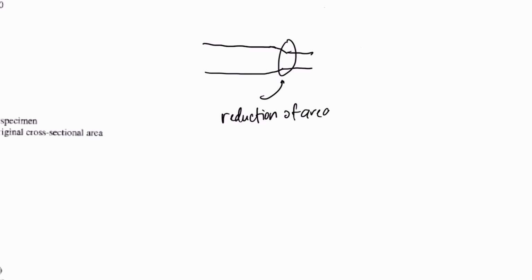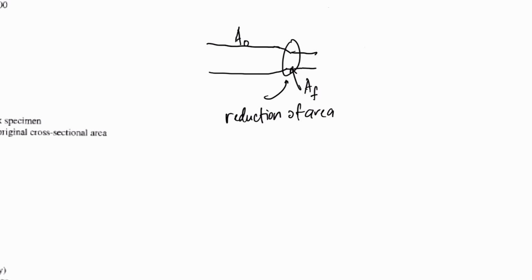So what happens when you pull a specimen? It gradually decreases in area. This is an exaggerated figure. At this point, there's a reduction in area happening. Maybe this is the original area, A sub O, and then this is the final area, A sub F. So you measure the difference between the two.